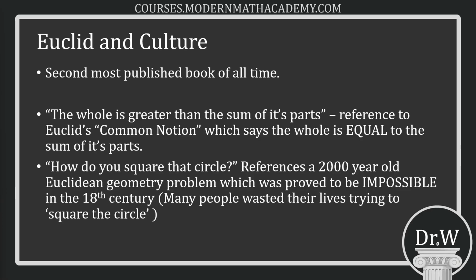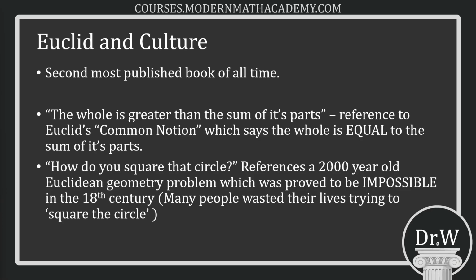For instance, when someone says the whole is greater than the sum of its parts, this is a tongue-in-cheek phrase that is contradicting what's actually in Euclid, because Euclid has an axiom that says the whole is equal to the sum of its parts. But when you hear this phrase, what's trying to be conveyed is the idea that a bunch of people come together and something bigger than themselves is formed from it, right? But this is a reference to Euclid's Elements. Most people don't know this.